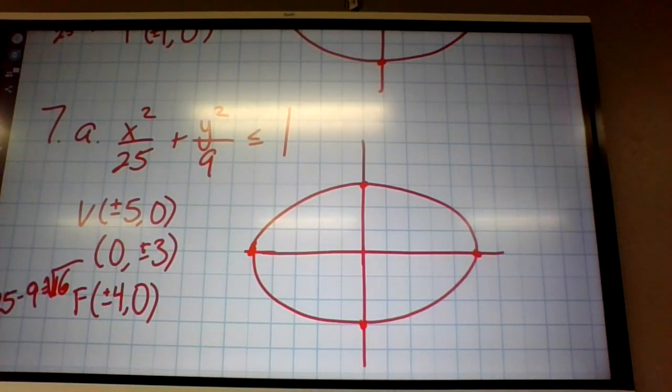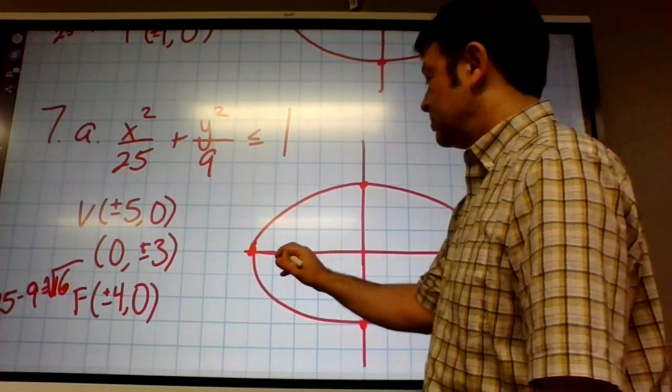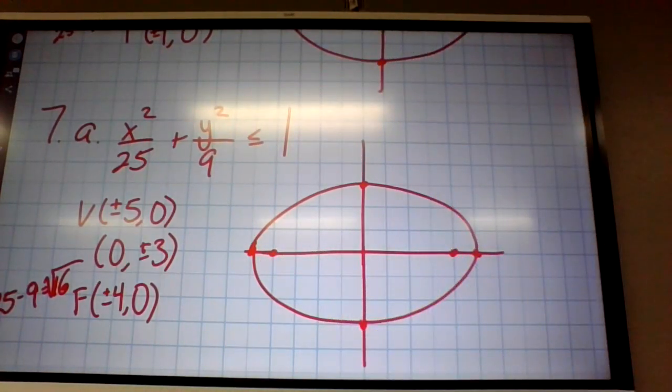Okay, so are we done with this? No. What do you think we're missing? You still have to shade. Where do you guys think we should shade? Well, on the inside? Less than one, so it's inside or outside, right? How could we check? You plug something in and see if it comes out right. What would be a good thing to plug in?